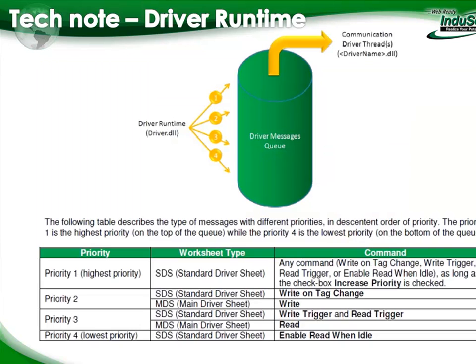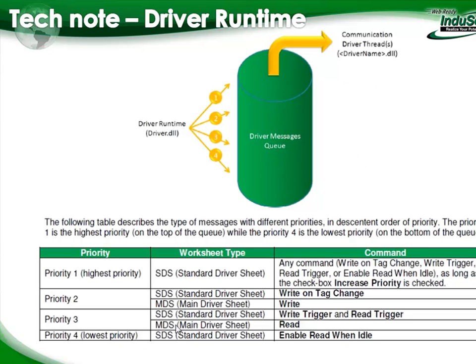Well, what's actually happening is there is a buffer, a queue if you will, and it is not necessarily first in, first out. When the driver handles communications to and from the PLC, it's a priority-based queue. So the lowest priority in here is a standard driver sheet where you just have the enable read when idle, and those will be in the bottom queue. If there's nothing else on top of them, then they'll get serviced and handled accordingly.